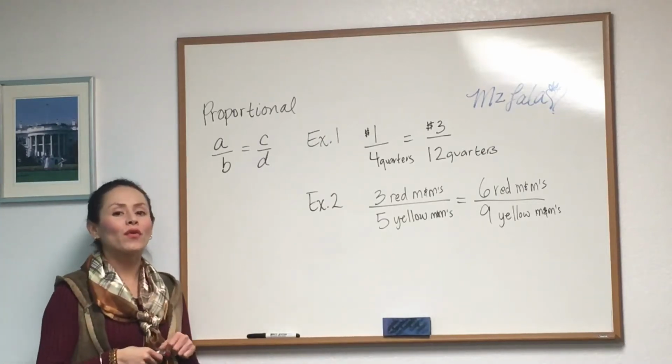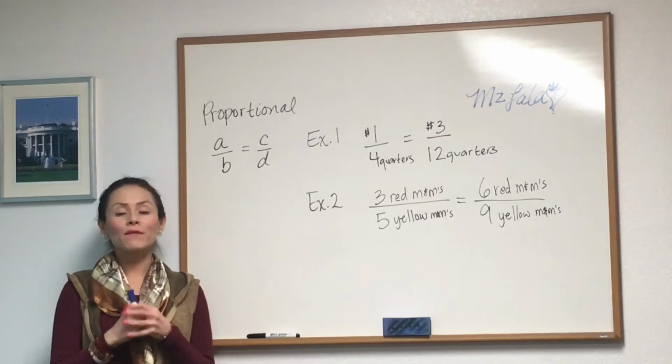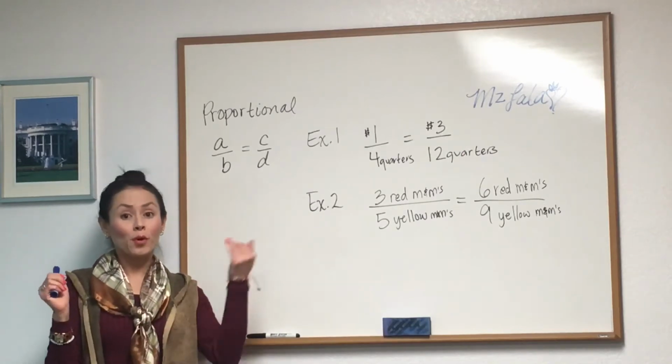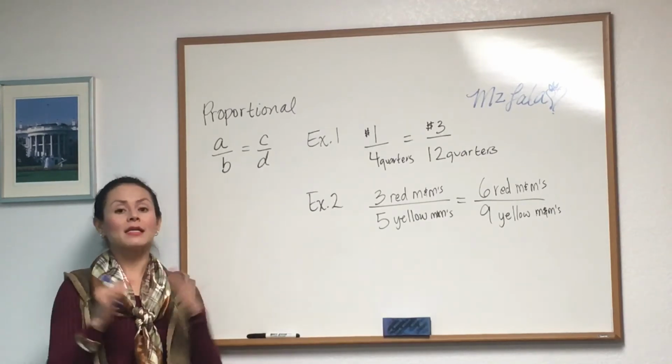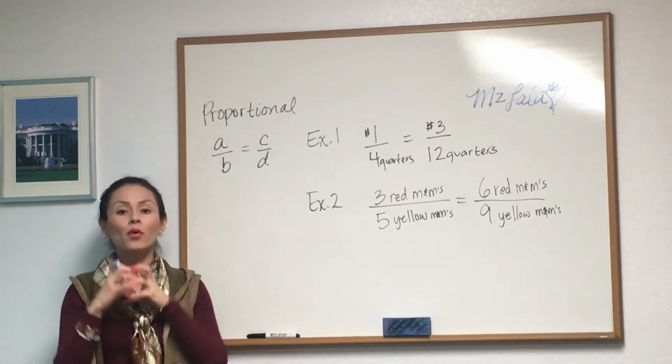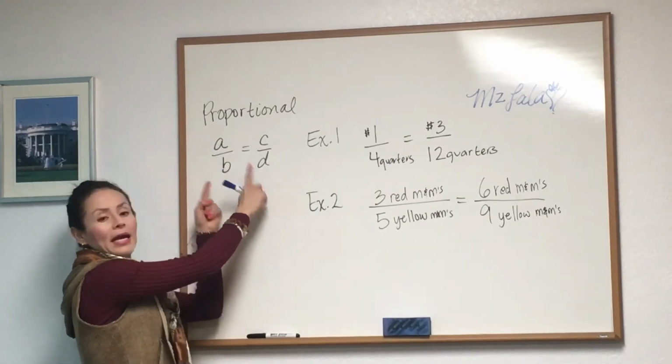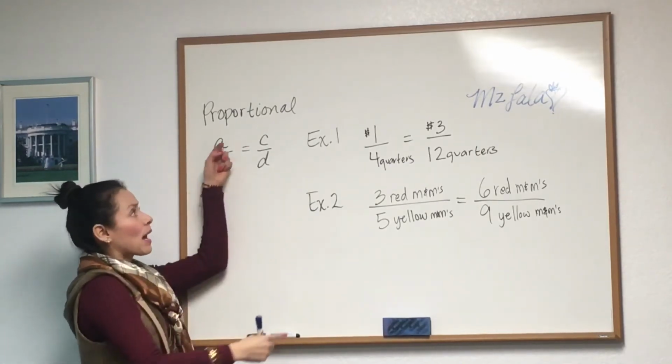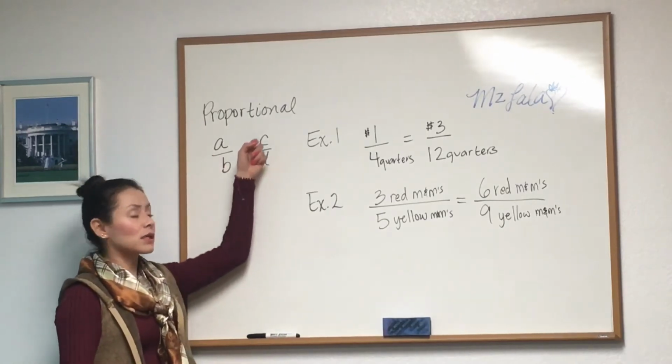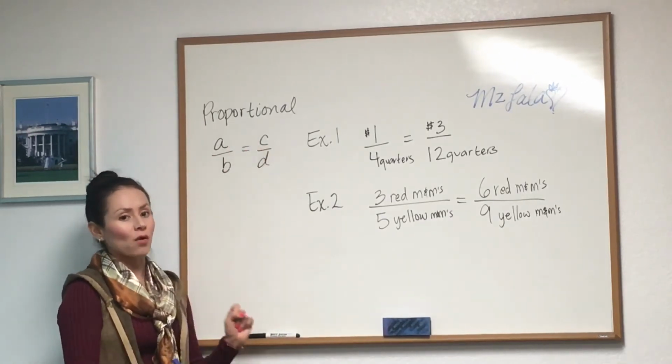Today we're going to go over proportional. So don't confuse proportional with proportional relationship. It's two different things. Proportional means two equal fractions. So A over B is equivalent to C over D.